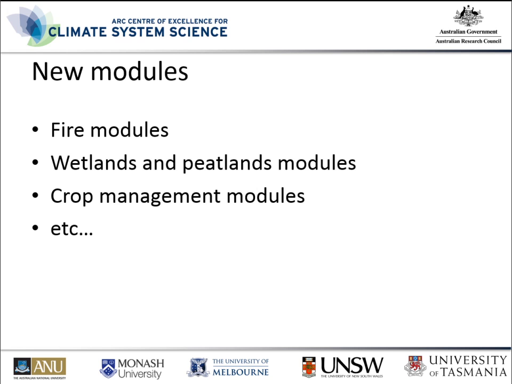We try to improve new modules. So, how does forest fire work? How much would a forest fire release carbon in the atmosphere, which is very important for the Australian carbon balance, for example? How do wetlands and peatlands evolve through time?